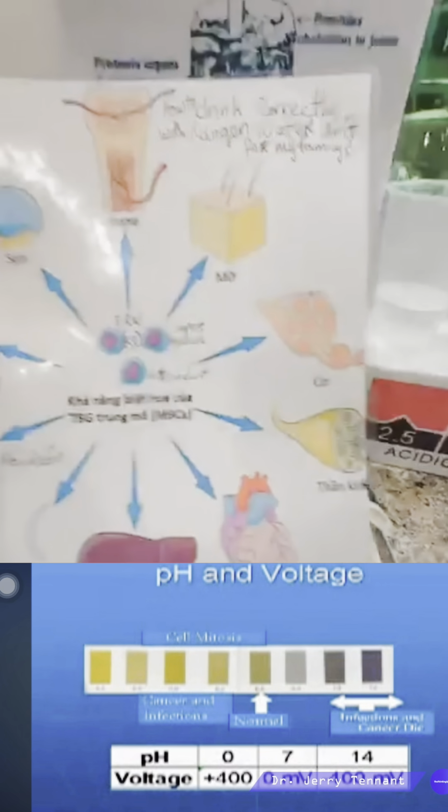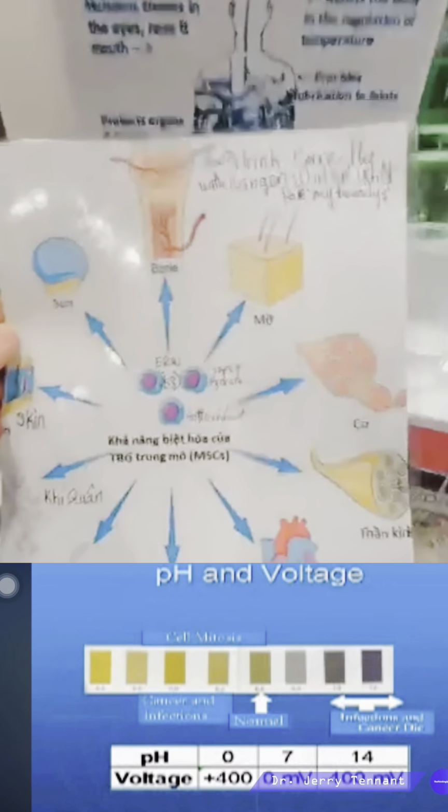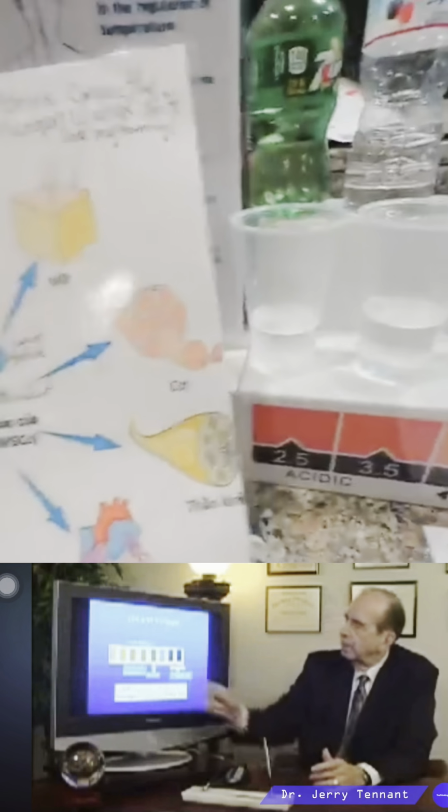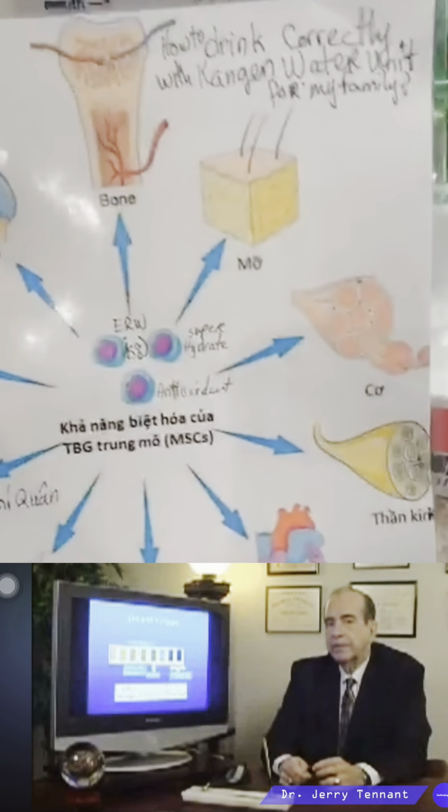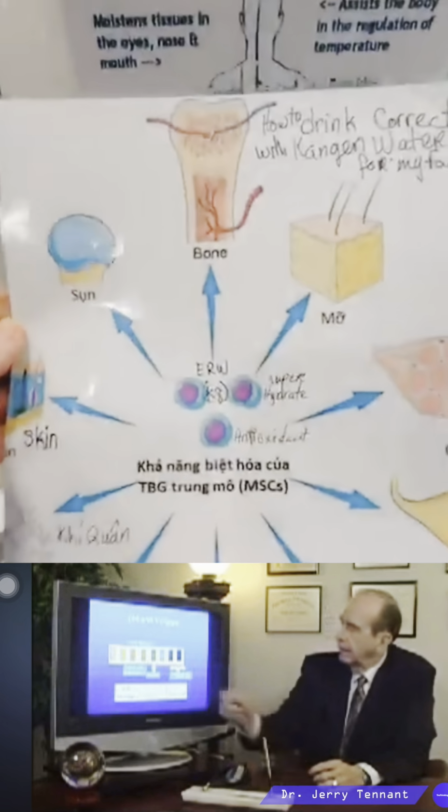A pH of 7 is 0 millivolts, and a pH of 14 is minus 400 millivolts. So when we talk about a pH being acidic, we're talking about the solution being deficient in electrons, or an electron stealer. And when we're talking about alkaline, we're talking about the solution having electrons available to do work. So there is voltage available.